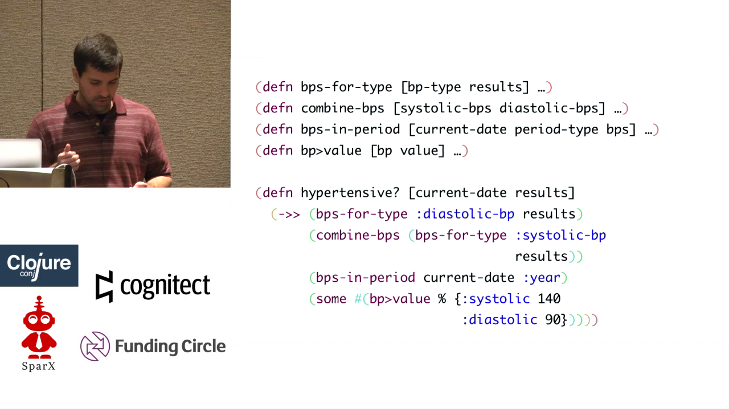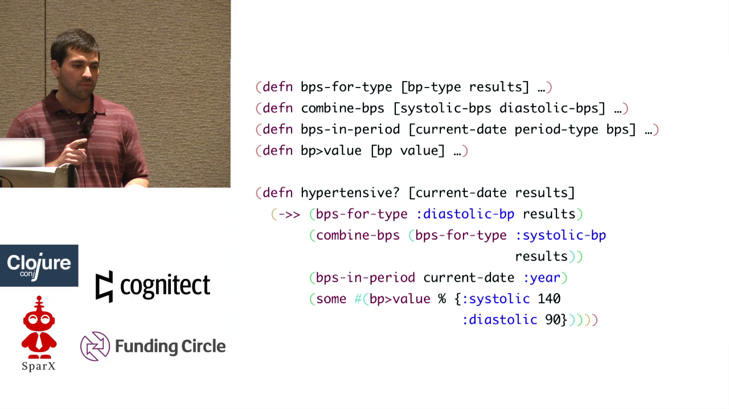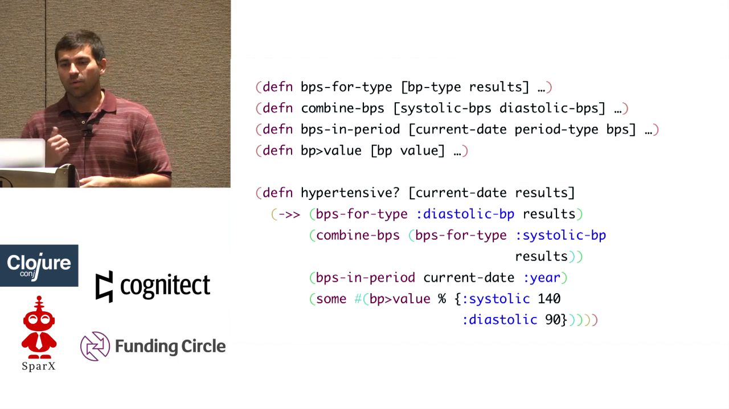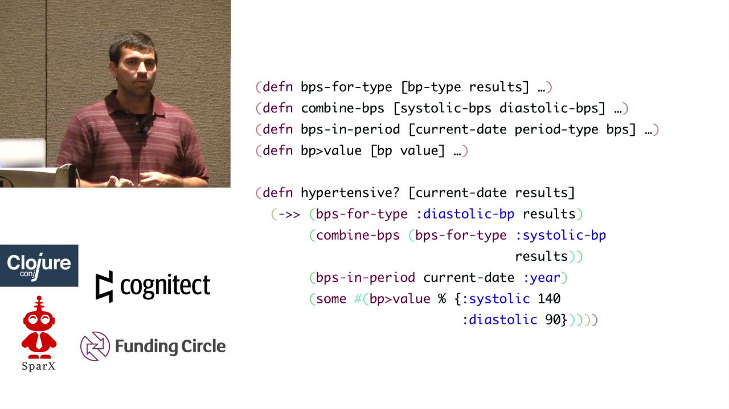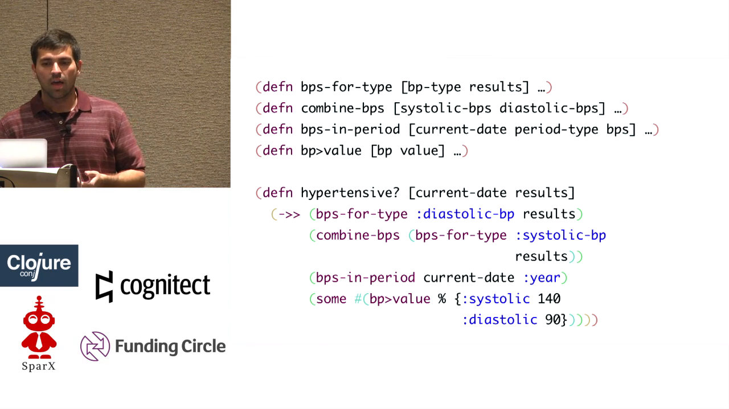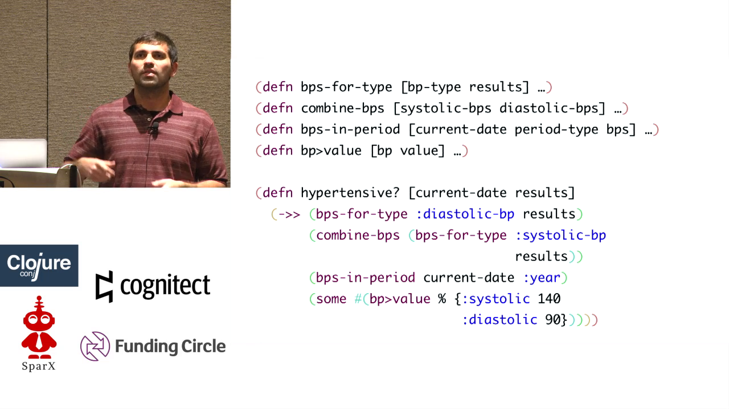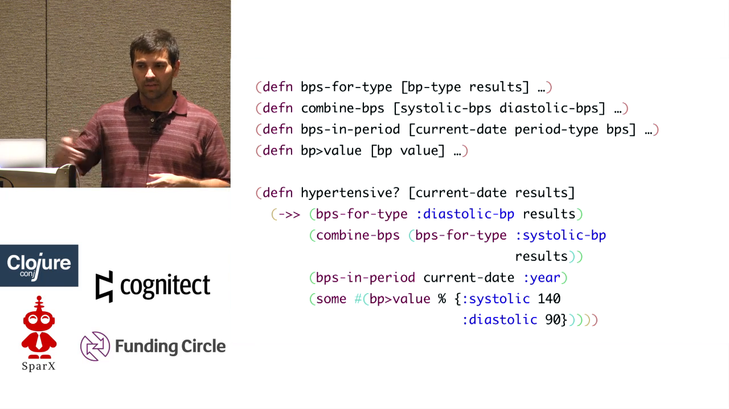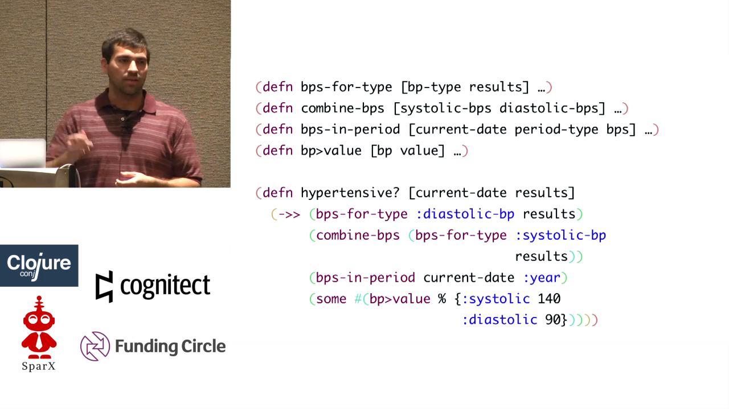My helper functions are little things. I have results and a BP type, and I just want to get the results that have that BP type. Then we have a function that combines blood pressures. It takes systolic blood pressures and diastolic blood pressures and puts them together. Then we have a function that can take blood pressures and narrow it down to only the ones that are within the given period relative to some current date. And then a value testing function.